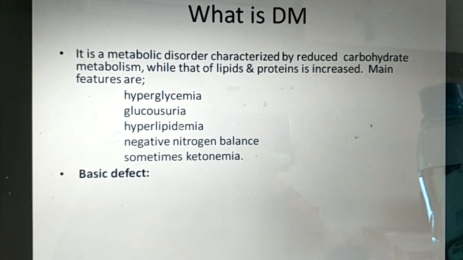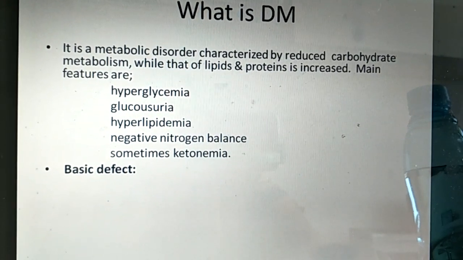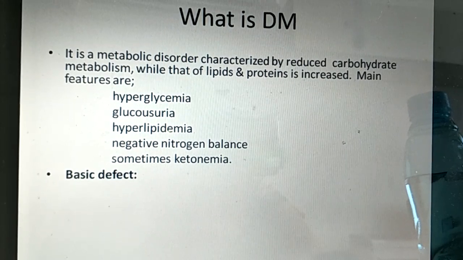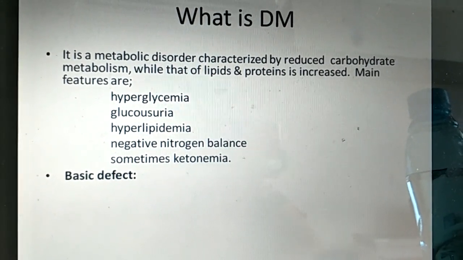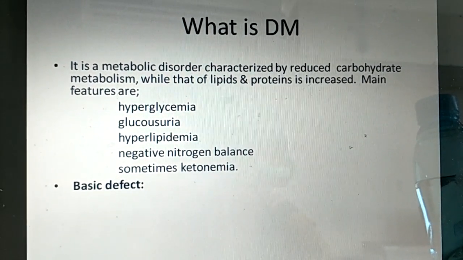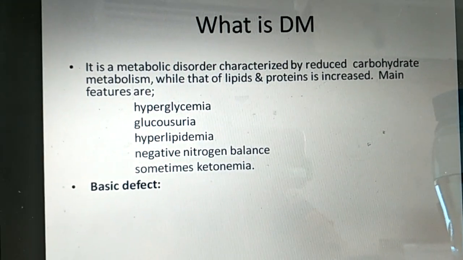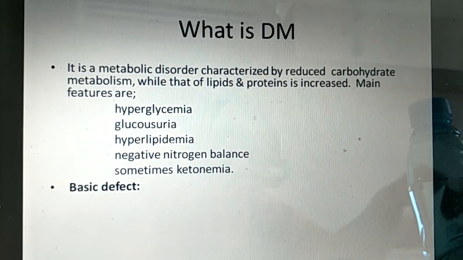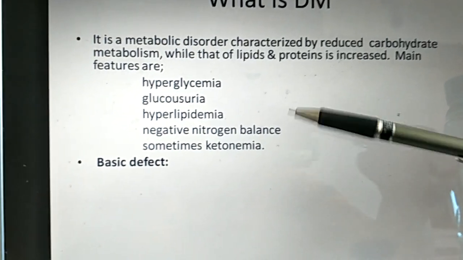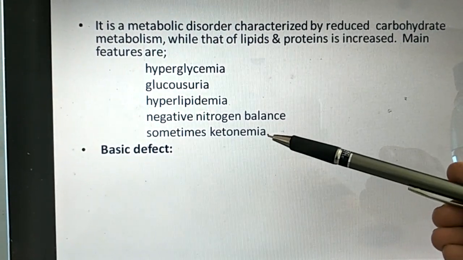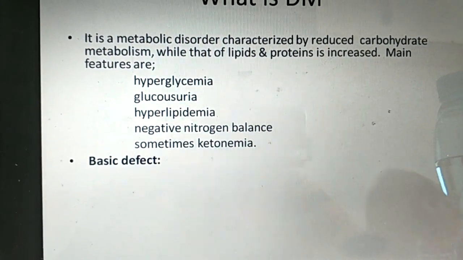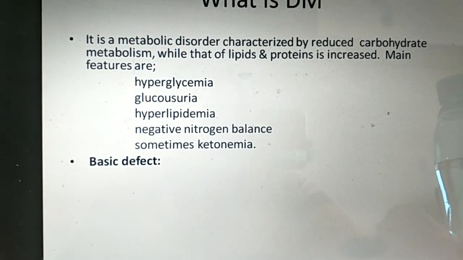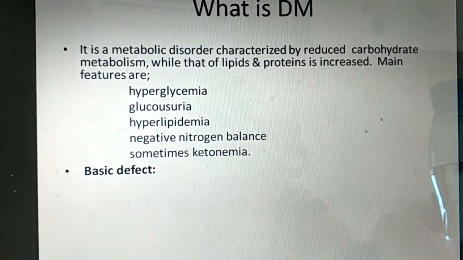Now what are the main features? Hyperglycemia, that is raised blood glucose level, loss of glucose in the urine, glycosuria, raised lipid levels, hyperlipidemia, negative nitrogen balance, and ketonemia can also occur. Now why do these changes occur in the metabolism? What is the basic defect?